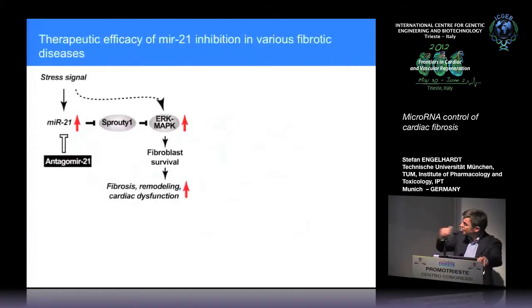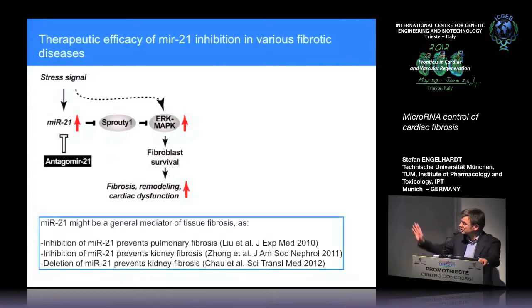So to sum up that early work, we suggest that miR-21 is upregulated in cardiac fibroblasts in the failing heart. That leads to an increase of ERK-MAP kinase activity and fibroblast survival, and that is a critical driver of fibrosis and overall cardiac remodeling and dysfunction. And with anti-miR-21, we can interfere here. So this work has now been taken by other groups to numerous settings of fibrosis. I just would like to summarize here.